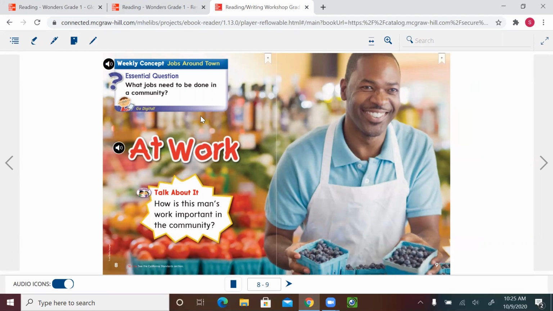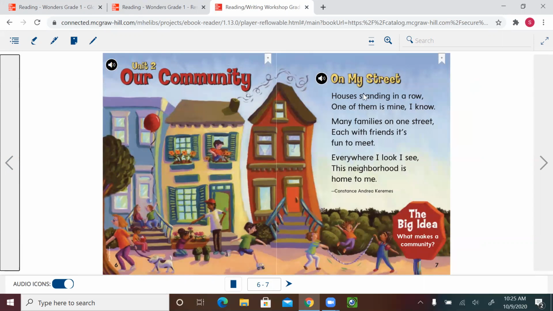And we also talked about when the poem here was talking about the streets and their neighbors, and it's safe, as you see, they're playing and having fun outdoors.